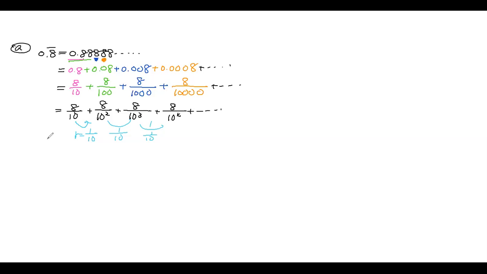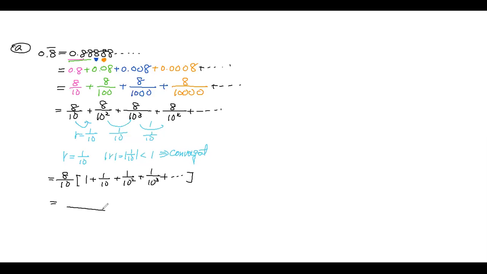So you say, oh my gosh, this is a geometric series, right? With R equal to 1 over 10. And also the absolute value of R is less than 1. So this is a convergent geometric series. Now in order to use my formula, I need to factor the A over 10 out. Then you will have 1 plus 1 over 10 plus 1 over 10 to the square, plus 1 over 10 to the cube, and so on.